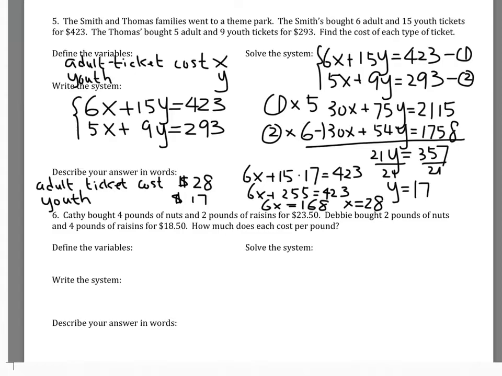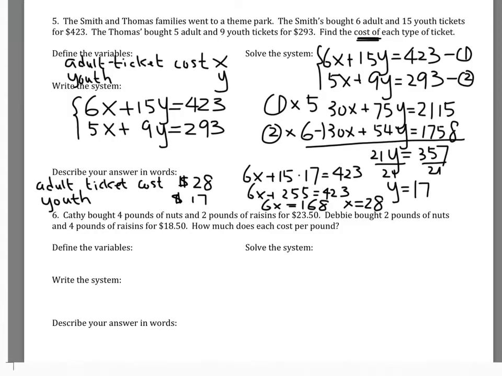So you are asked to find the cost. Okay? So the dollar amount. And there are 2 types. One is for the adult, one is for the youth. So how do I name my variables? So I'm going to name adult ticket cost X dollars. Youth ticket cost Y dollars. Because we're looking for the cost.